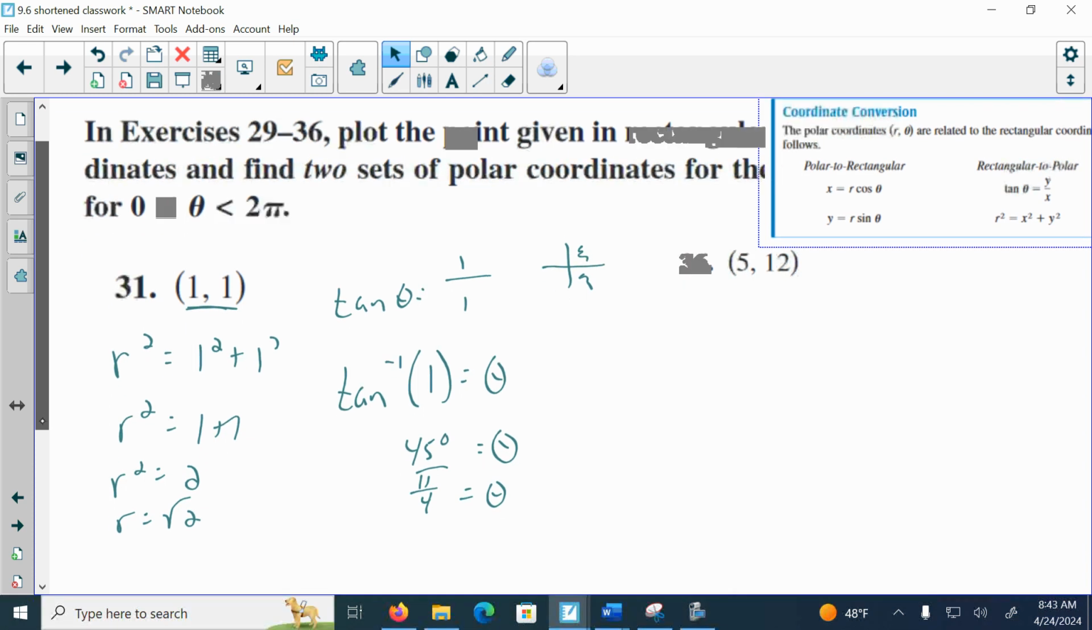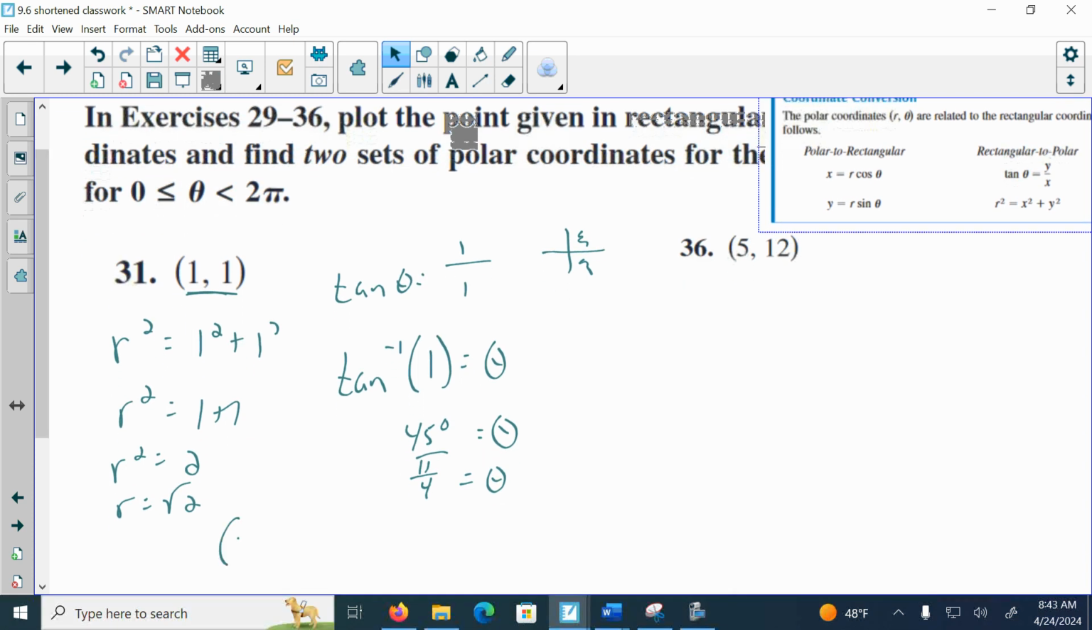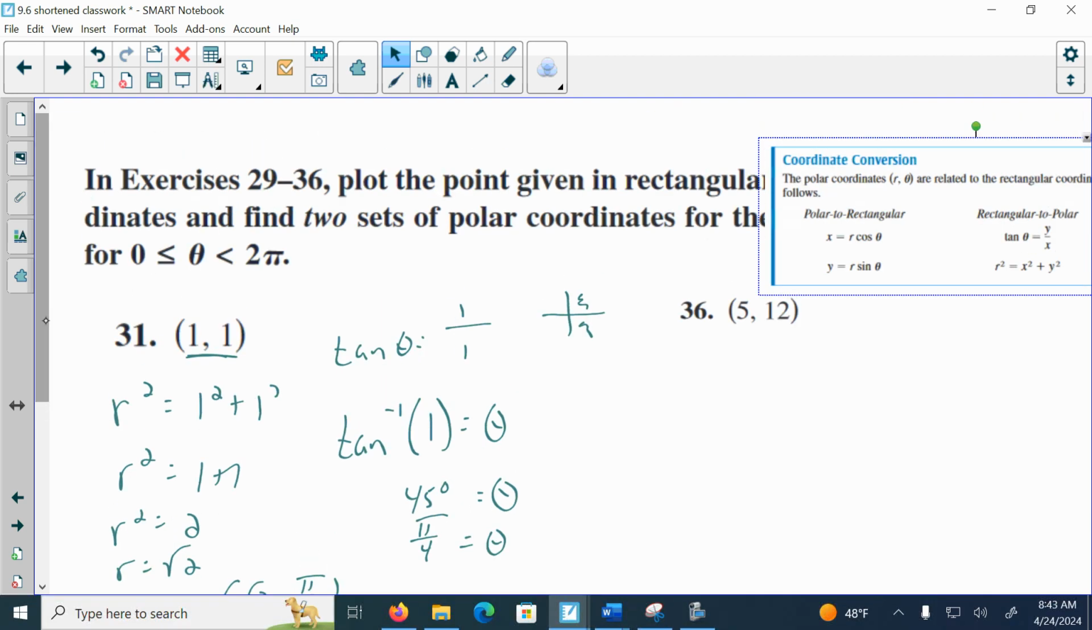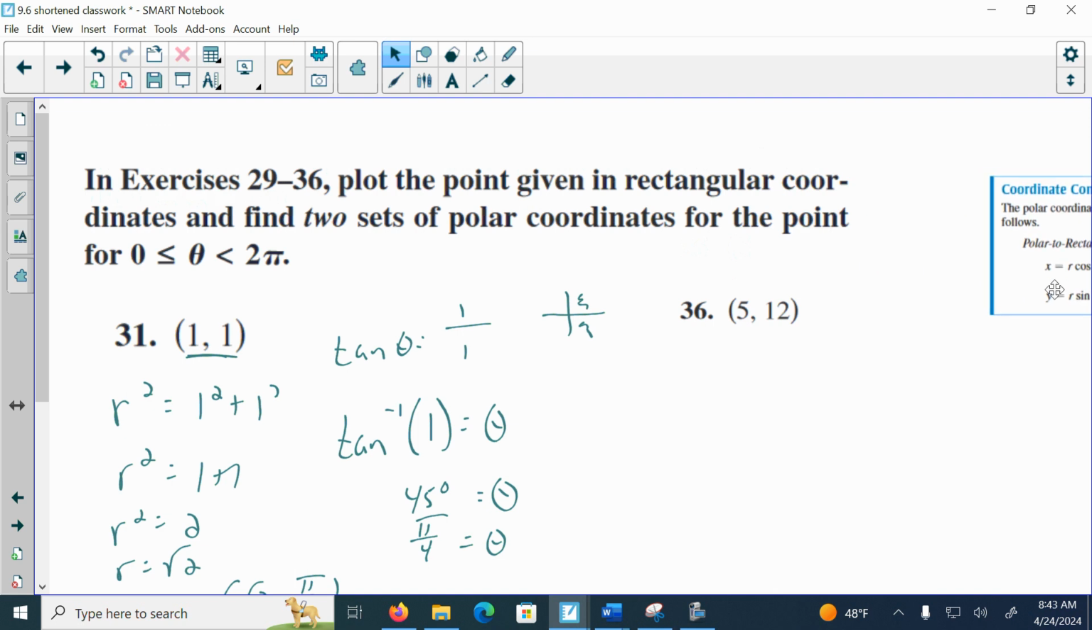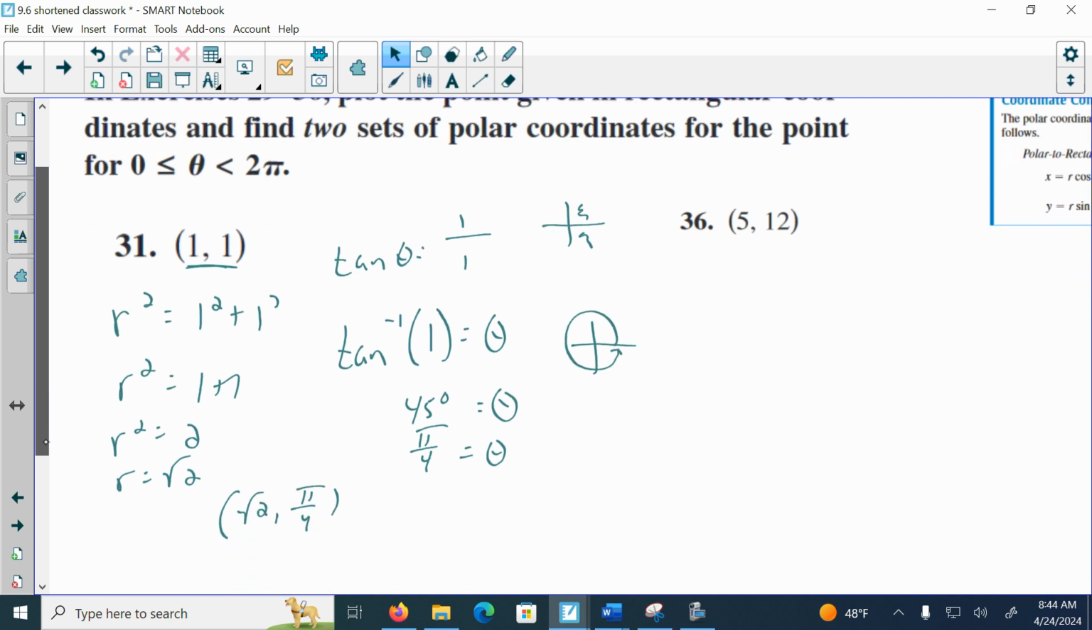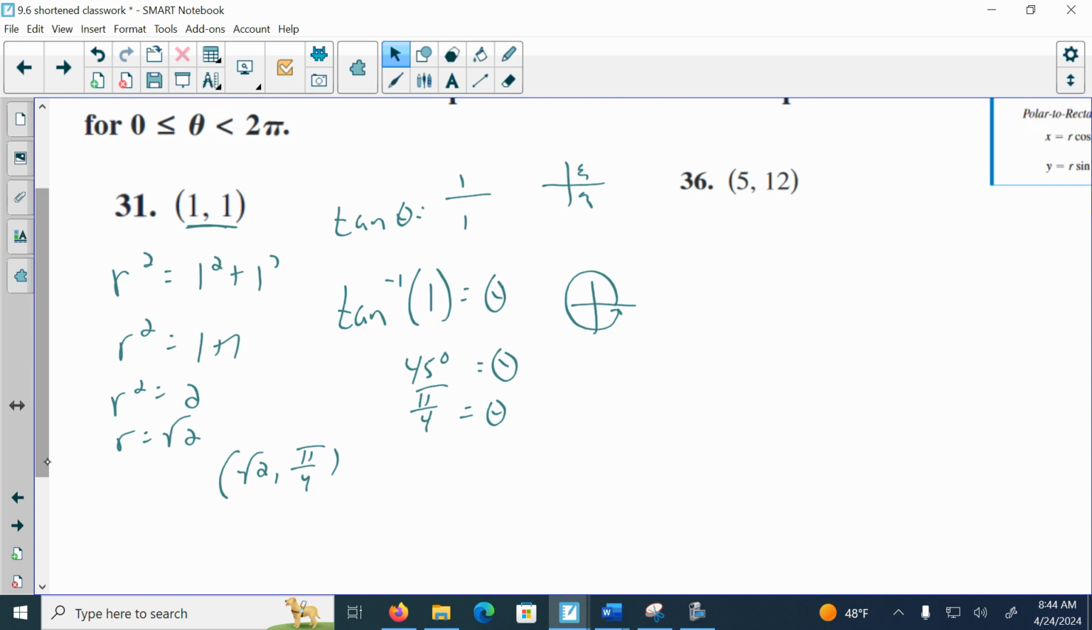So I am going to write my polar coordinate, so my radius is the square root of 2. My angle is pi over 4. Going back up here, making sure it wants me to find 2 sets of polar coordinates. So I have one set, and I have to be between 0 and 2 pi. So when I do 0 to 2 pi, I'm only going this way on my circle. I can't go clockwise because I cannot have a negative angle. So this is pi over 4 here.